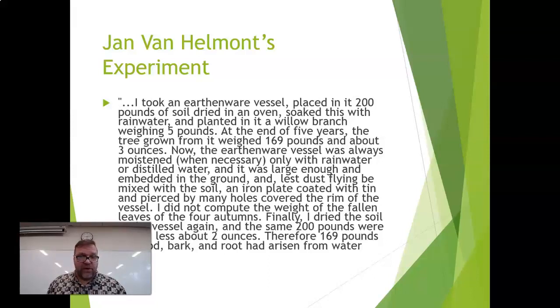And he wanted to know, where did that come from? Where did it come from? Could have come from nutrients, but if it came from the nutrients from the soil, then we'd expect the soil to weigh less. So he did water it, but I don't think he put that much water in. And so how did this happen?